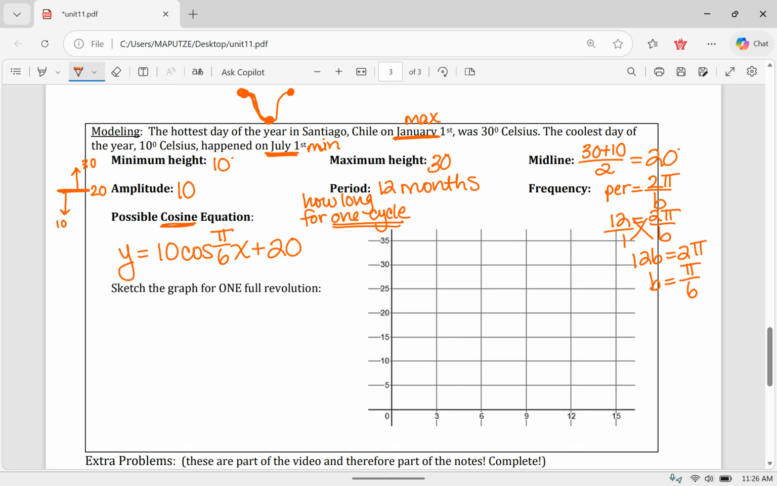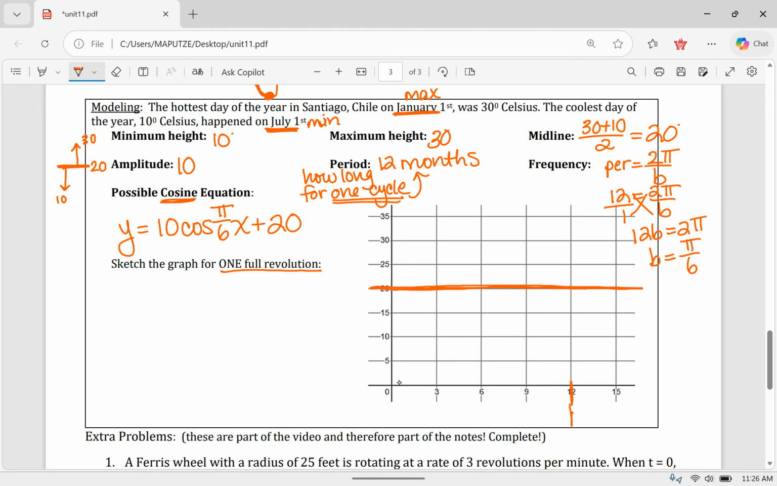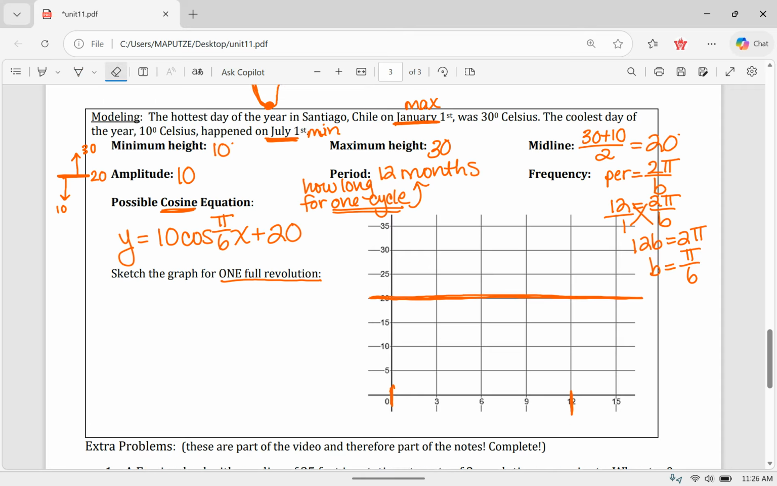Okay, let's sketch that. I like to sketch the midline first. And then we are doing one revolution, aka one cycle, which we've already established has to be 12 months. So we're going to be from 0 to 12. That's going to be one cosine curve. Your picture is going to start at the amplitude. So if we have an amplitude of 10, we got to go up to our maximum. So I should say we should start at the maximum. That's probably a better way to say that.